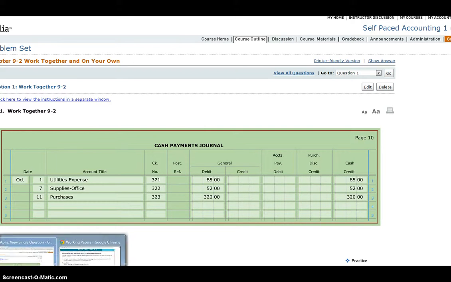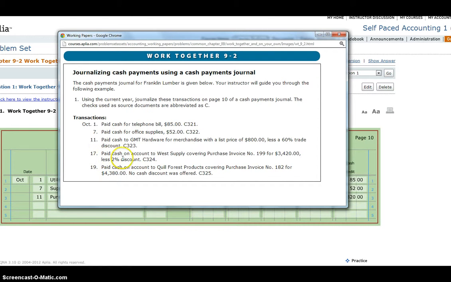All right, let's go on to the next one here. Next transaction says, we paid cash on account to West Supply covering purchase invoice number 199. Now, when we see that we paid cash on account, what that means is we initially bought merchandise from West Supply, and we bought it on account. Now they're sending us a bill, and we owe them $3,420. We're paying cash for that bill.